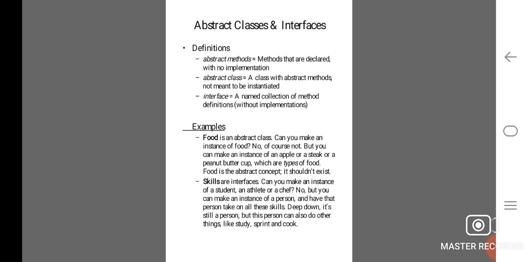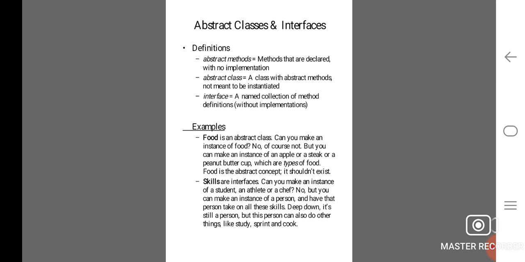Examples: Food is an abstract class. Can you make an instance of a food? No, of course not. But you can make an instance of an apple or a steak or a peanut butter cup, which are types of food. So food is the abstract concept. It should not exist.